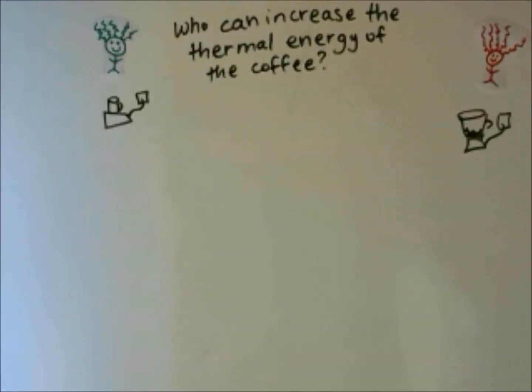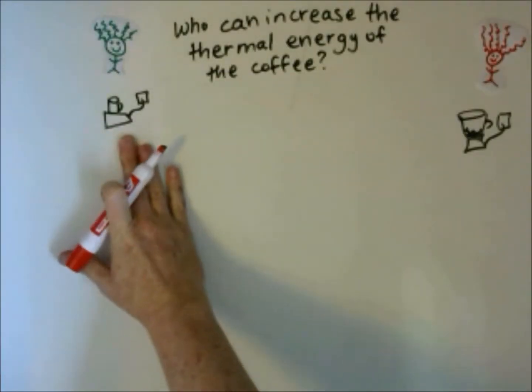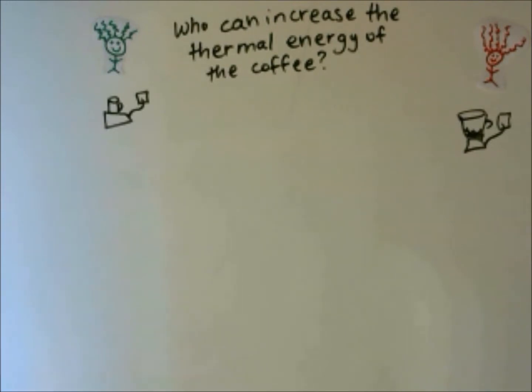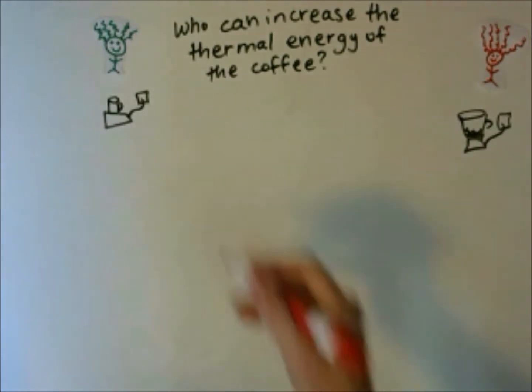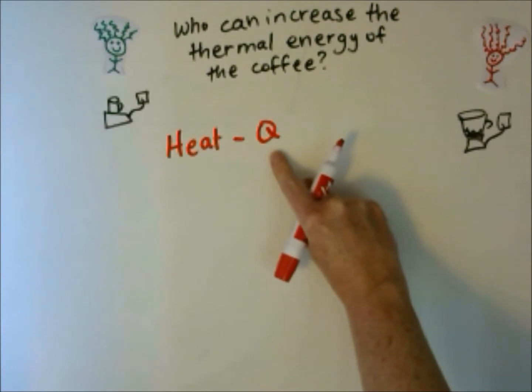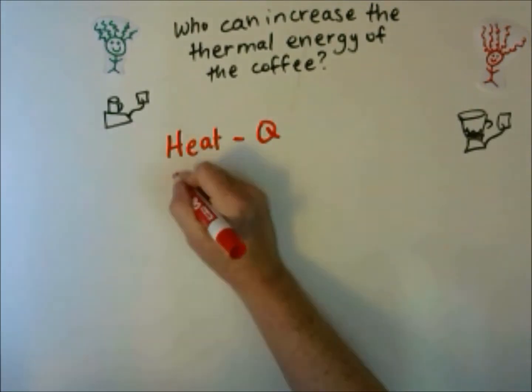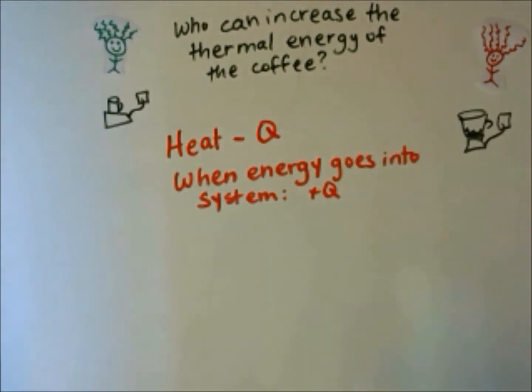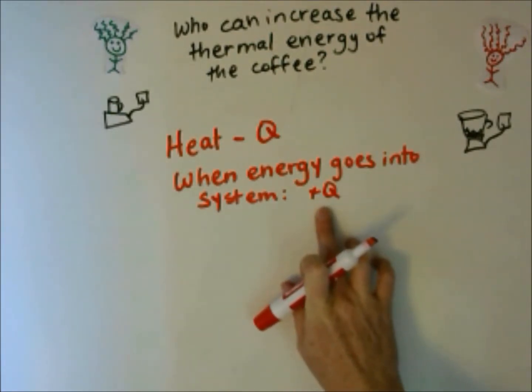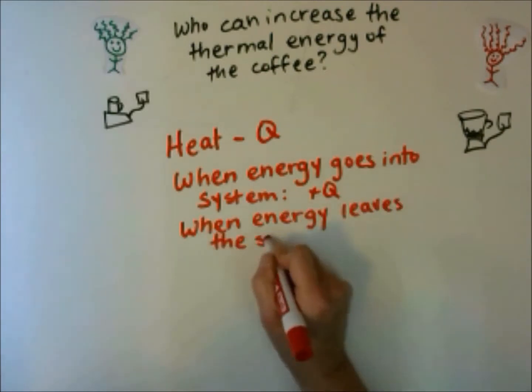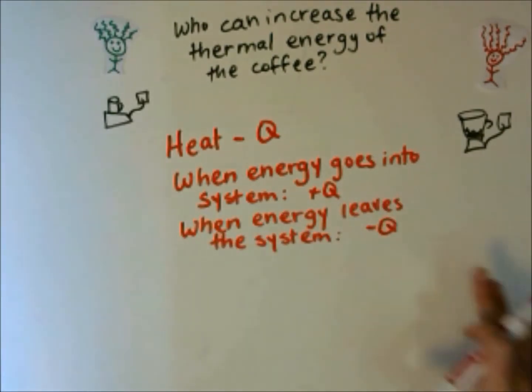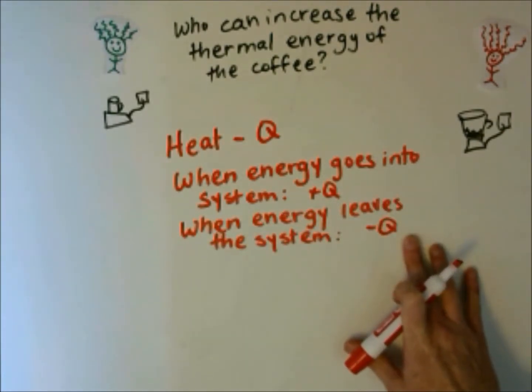Let's look at Fred first. He's using a hot plate. He is transferring heat into the coffee. We use the variable Q to refer to heat. If we put energy into the system, we say it's a positive Q. When energy leaves the system, we say it's a negative Q.